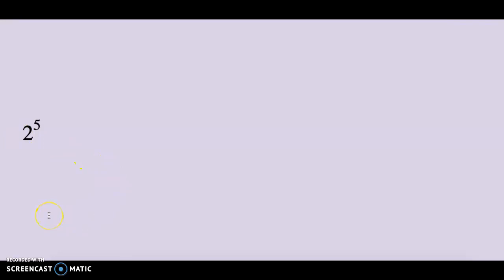So our first question is 2 to the power of 5. Our next question is 5 to the power of 2. Then we have 3 to the power of 4. Ten to the power of 8. Two to the power of 8.